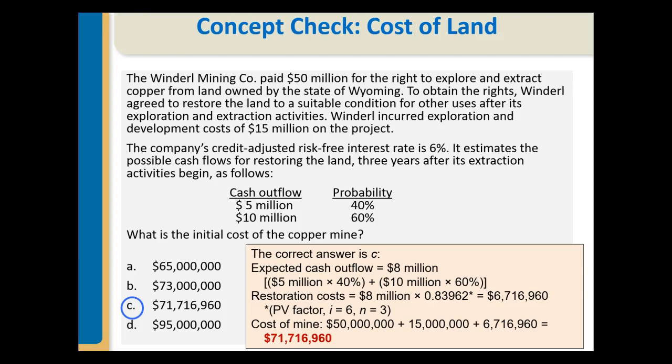Then we come up with the present value of that $8 million, where the interest rate is 6%, number of periods is 3. So we've got our $50 million plus our $15 million exploration and development costs, plus the present value of the expected cash outflow of $6,716,960 to come up with $71,716,960.